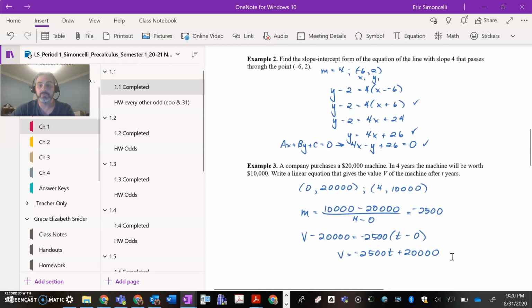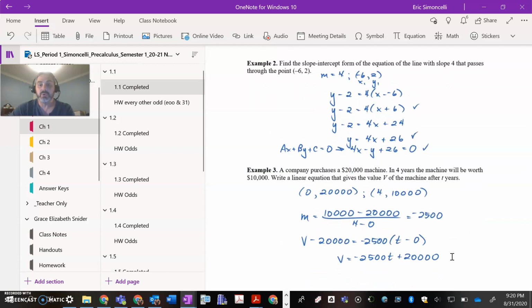All right, example 3. A company purchases a $20,000 machine. In 4 years, the machine will be worth $10,000. Now, if we're assuming that this is going down linearly as opposed to, let's say, exponentially, we're going to be able to write ourselves a nice linear function for this. And it actually says that here. It says write a linear equation that gives the value v of the machine after t years. So we're going to take the ordered pair 0 for time.